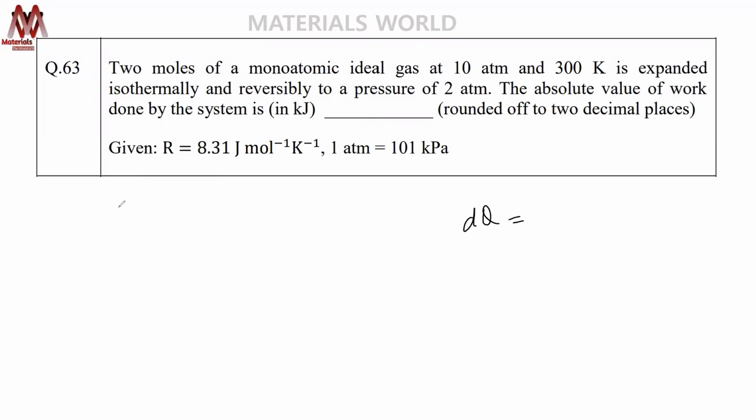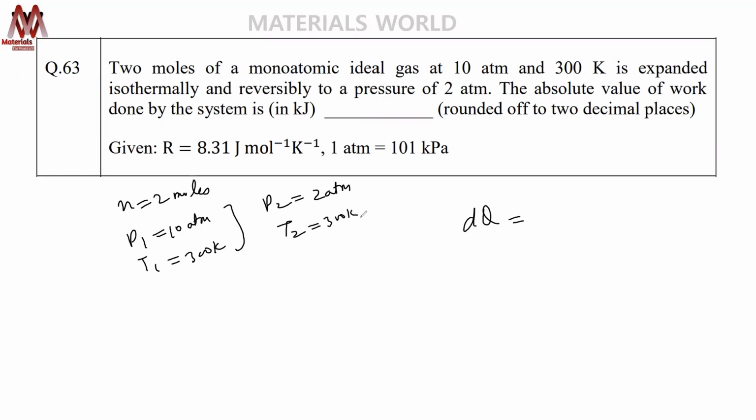The number of moles, n, is given 2 moles. P1 is given as 10 atm. T1 is given as 300 Kelvin. Similarly, P2 is, isothermally, so you can change the pressure to 2 atm, and your temperature remains the same because it is isothermal and of course reversible.